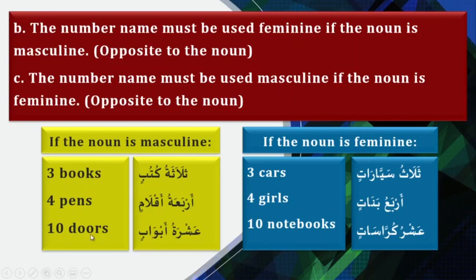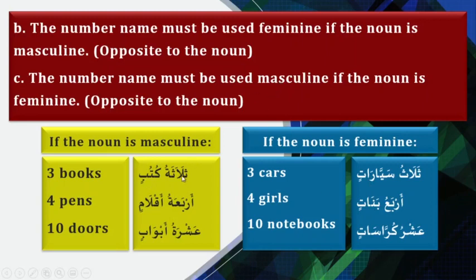And if the noun is feminine, as you can see here, these nouns all are feminine because there is ta marbuta at the end. So friends, salasu sayyaratin, 3 cars. Arba'u banatin, 4 girls. Ashuru kurrasatin, 10 notebooks. So friends, you must take care that while counting from 3 to 10, the noun must be plural and not singular. The number name must be masculine if the noun is feminine, and if the noun is masculine, then the number name must be feminine.